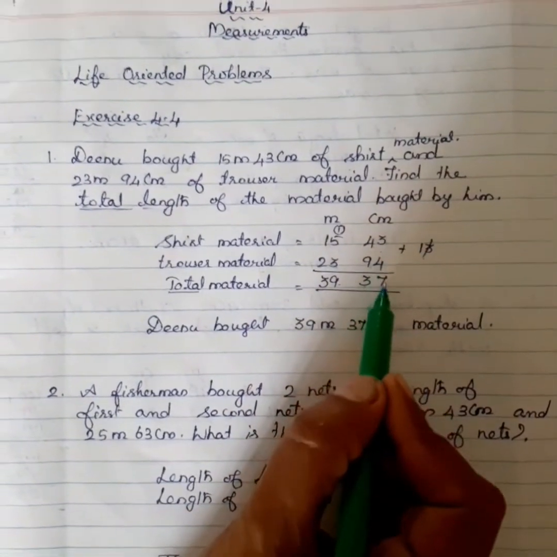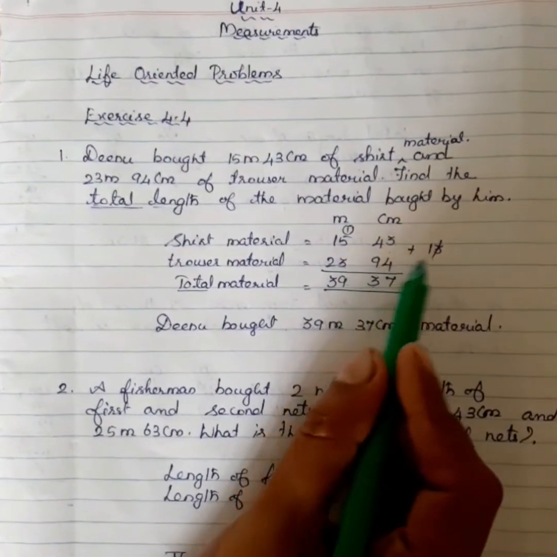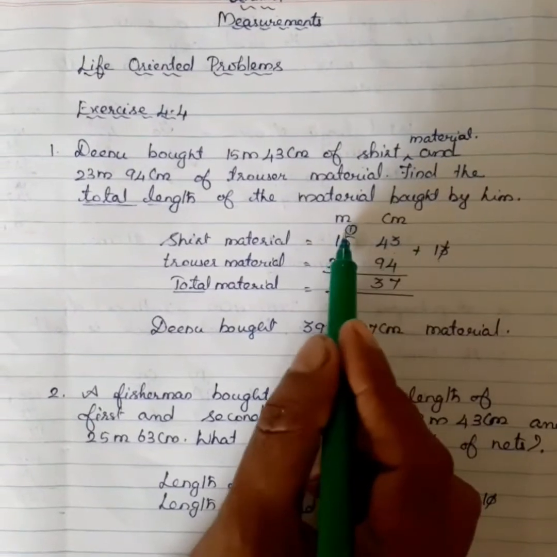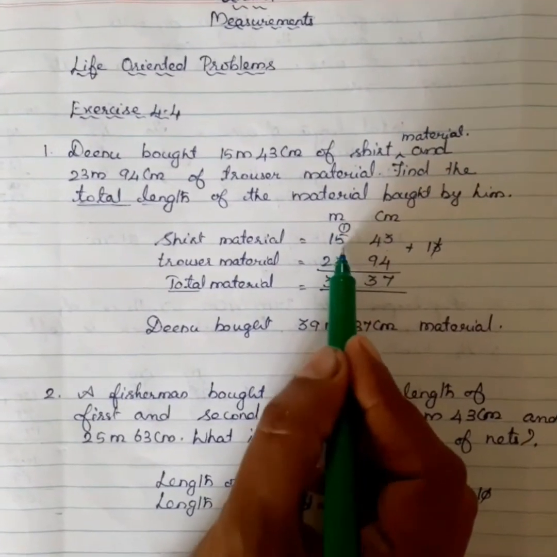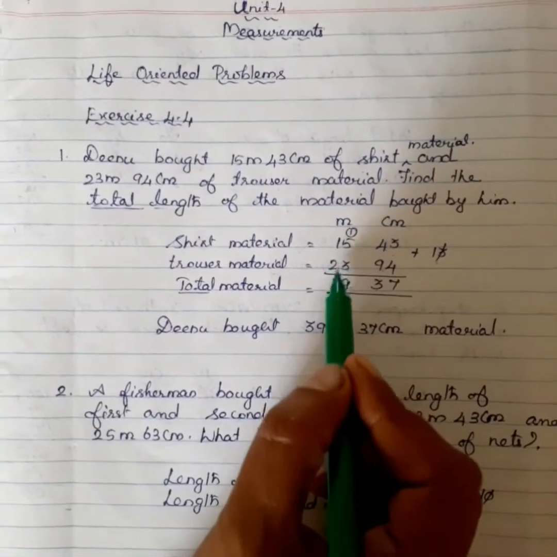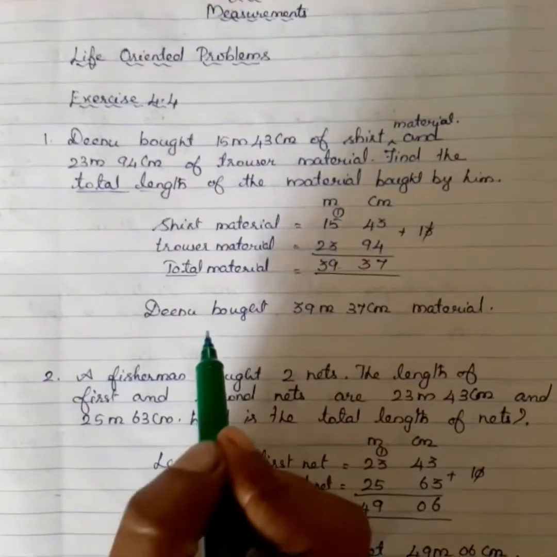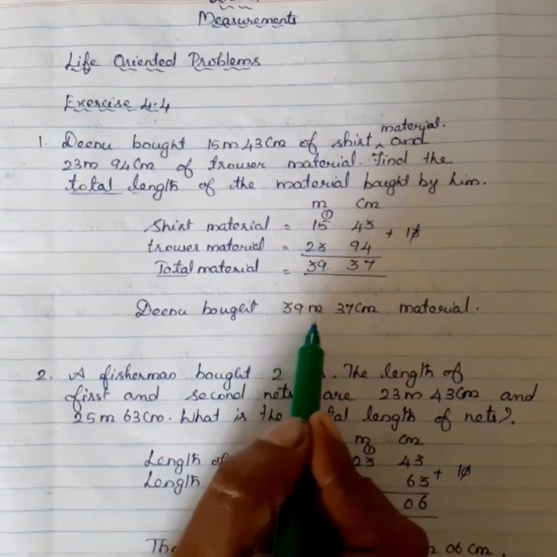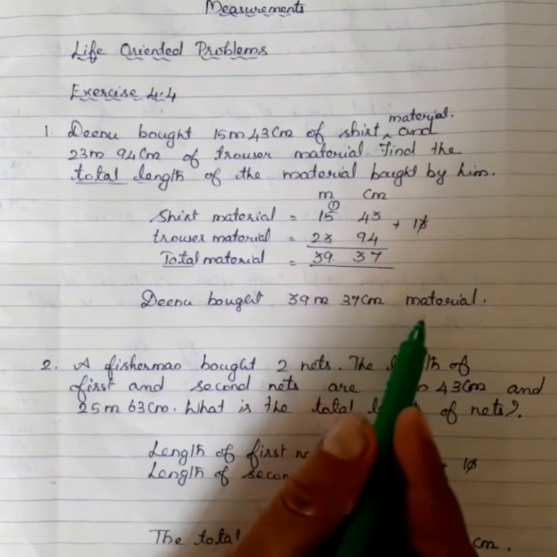3 plus 4 is equal to 7. 4 plus 9 is equal to 13. Remaining 1. 1 plus 5 is equal to 6. 6 plus 3 is equal to 9. 1 plus 2 equal to 3. So, Dinu bought 39 meter 37 centimeter material.